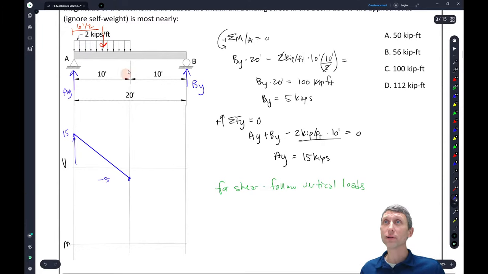In addition, what it shows us here is we have this kind of inflection point right near the support. We would expect an inflection point where? Right near the support, which is also what we get in this diagram. Okay, so there's a lot of things going on here.